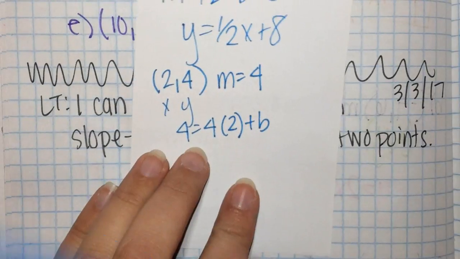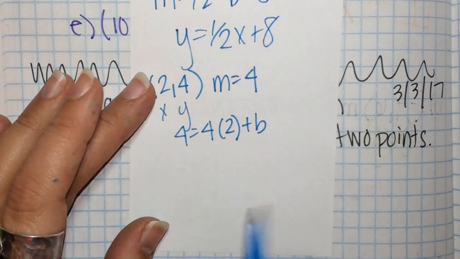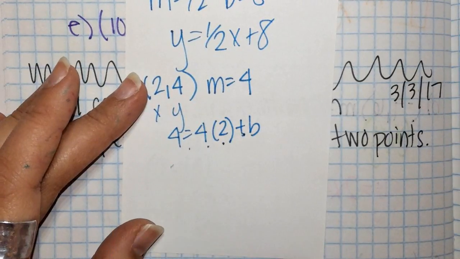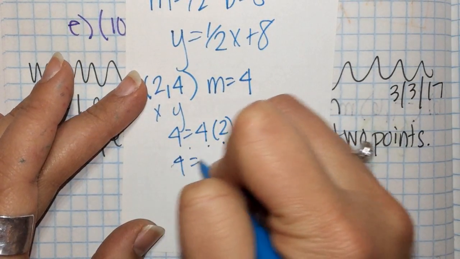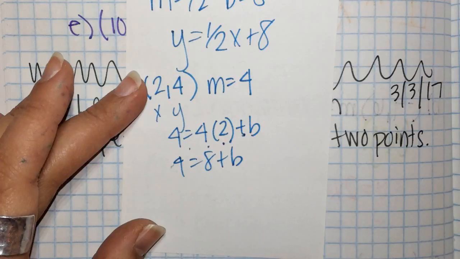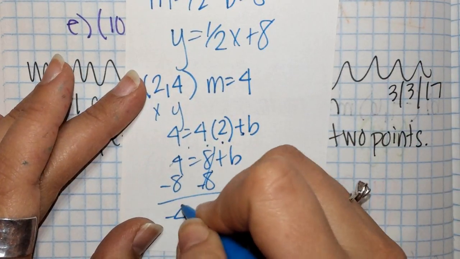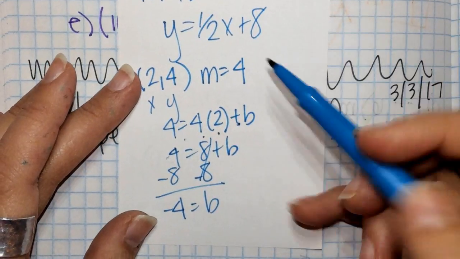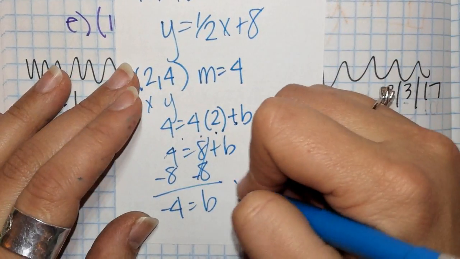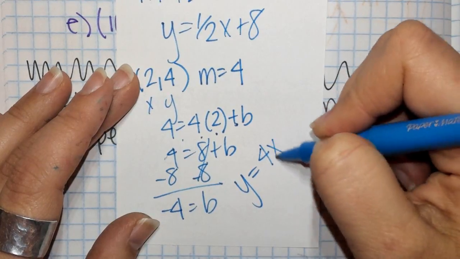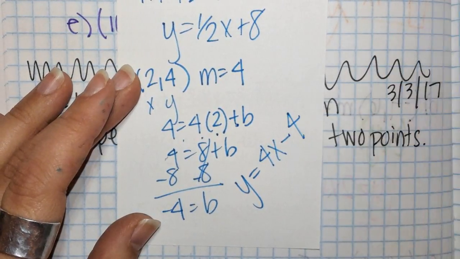Alright, so we have 4 times 4 equals 4 times 2 plus b. Alright, what would we do now? 4 times 2, 8. 4 times 2 equals 8. And then how do we get b by itself? Awesome. Alright, so now we have the slope, we have the y-intercept. We would write it as y equals what? 4x plus 4. Or minus 4.